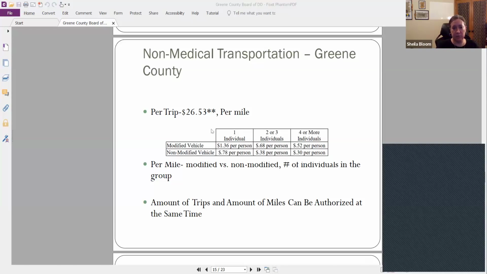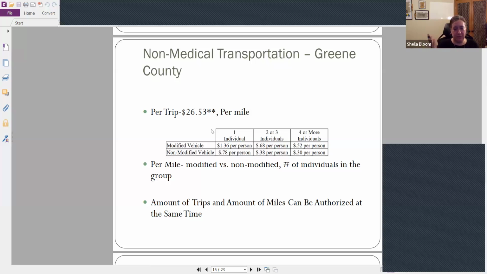So that rate is going to be $1.36 per mile if it's one individual. If you're sharing that trip with other individuals, that cost can change a little bit. For the per trip rate, the biggest thing to remember is that a trip is start to stop. So let's say I leave my home and I go to the day program setting. That is one trip. When I leave the day program setting and come home, that is a second trip. So that $26.53 per trip can add up pretty quick.